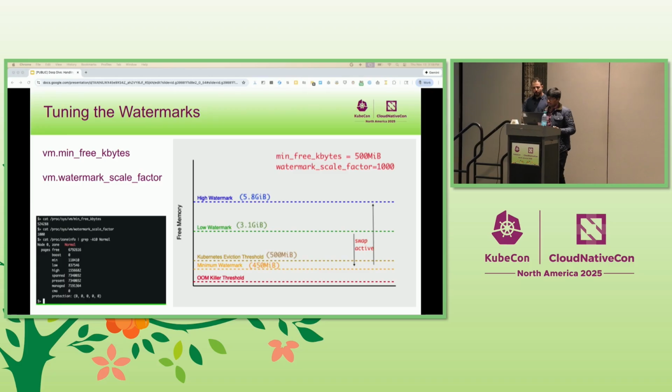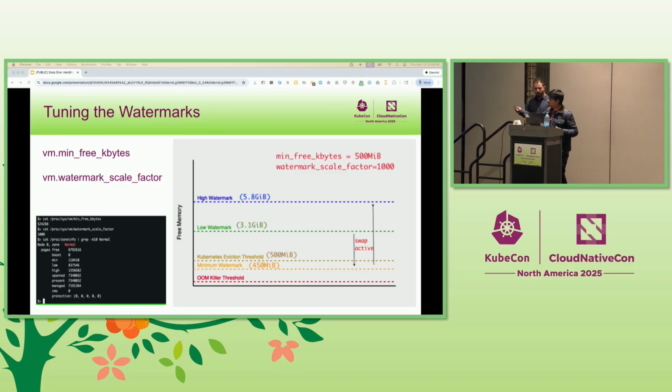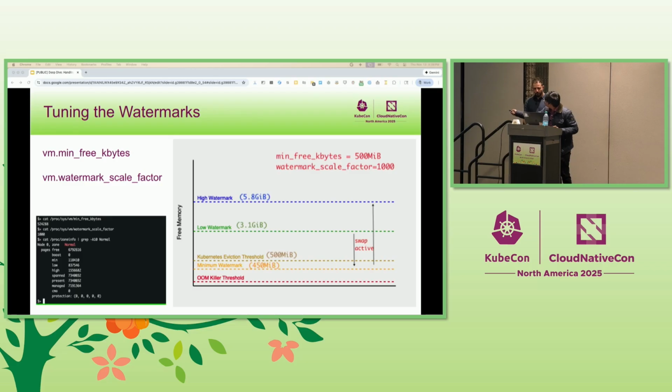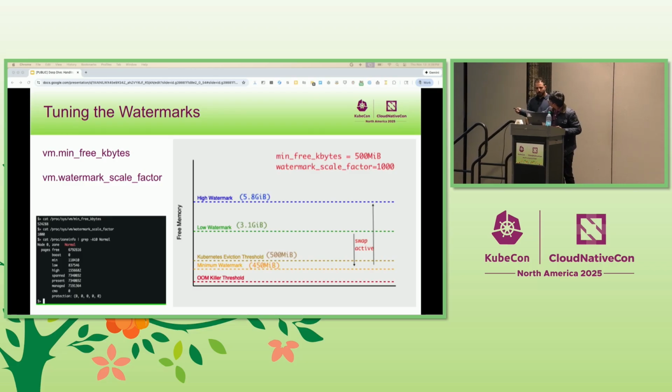If your instance is in a NUMA architecture, you will see many of these zones, and each zone, as we talked about, has its own watermarks. In this case, by setting min_free_kbytes to 500 megabytes and watermark_scale_factor to 1000, I was able to adjust swap to start when 3 gigabytes of free memory is left on the node.